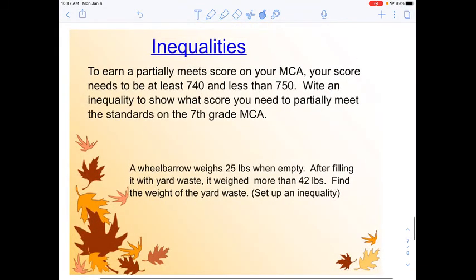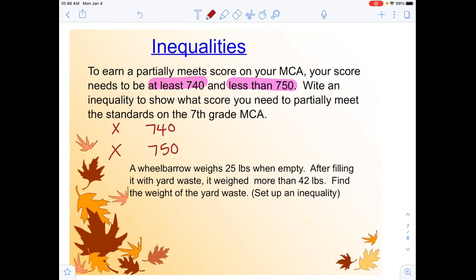2 more left. This one says to earn a partially meet score on your MCA, your score needs to be at least 740 and less than 750. Write an inequality to show your score, the score that you need to partially meet the standards. So I like writing these double inequalities separately first and then smushing them together. So we have x and 740. We have x and 750. Well, I know this less than, easy, right? X is less than 750.